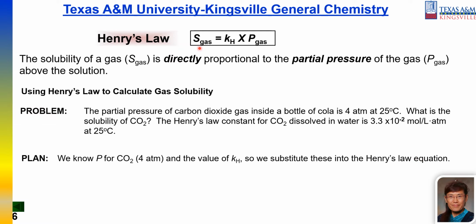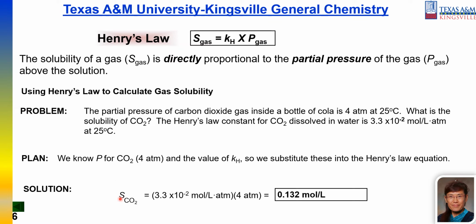So Henry's law states the solubility of your gas is directly proportional to the partial pressure of that gas above the solution. Our solution will be solubility equals Henry's constant, 3.3 times 10 to the negative 2 moles per liter per atm, multiplied by 4 atm. You determine the molar solubility.